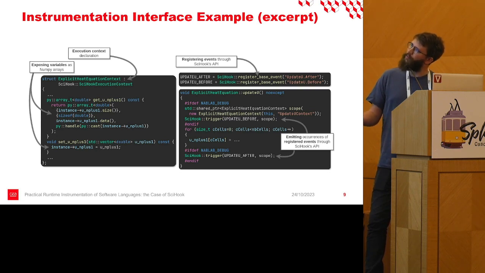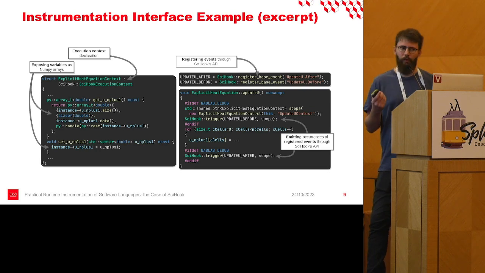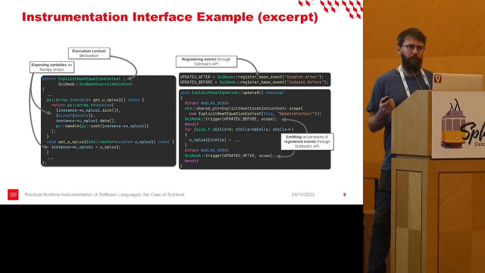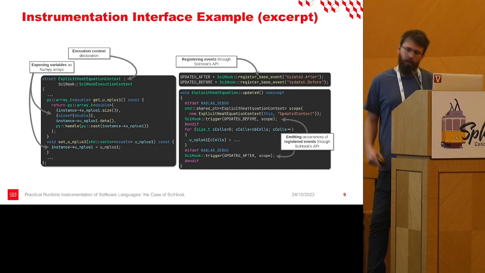And this context is declared, generated as well, extending the SciHook execution context. And it will expose the memory, basically, as NumPy arrays, so that they can be manipulated with the NumPy library. And this is a view on the memory. There is no copy happening, which allows the language user to directly interact with the NumPy library efficiently. And here, I didn't talk about it, but this is the registering of the events that we are raising here, which happens at the beginning of the simulation.